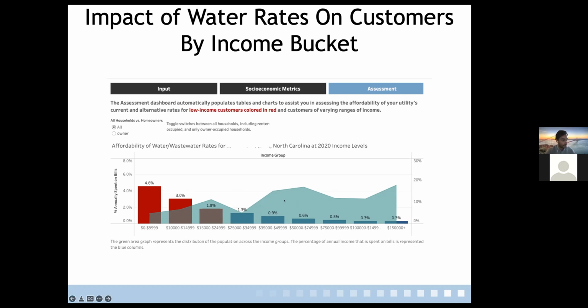We can also see the distribution of the population of the community through this line graph. Sorry, I forgot to mention that the highest point here, the most population, is earning $50,000 to $75,000 a year. That's 0.6% of their annual income on their water bills, and they have very affordable rates. And so the lowest income customers are saddled with more inequitable bills in comparison, which forces them to pay more of their lower income for this necessary service.